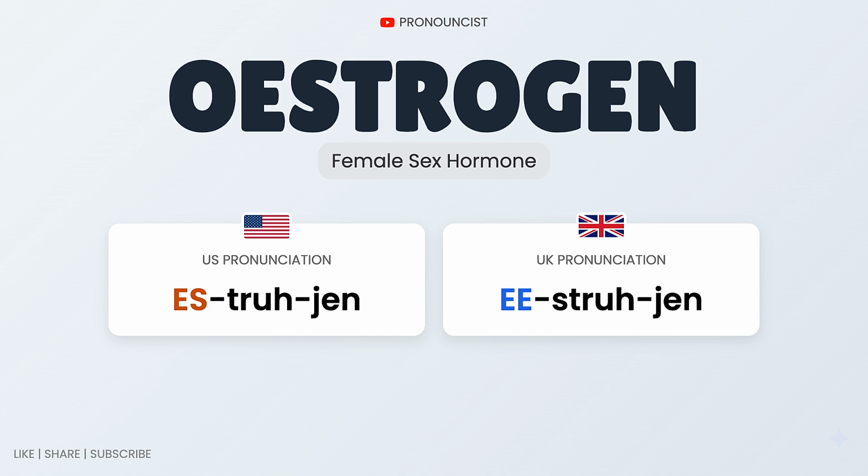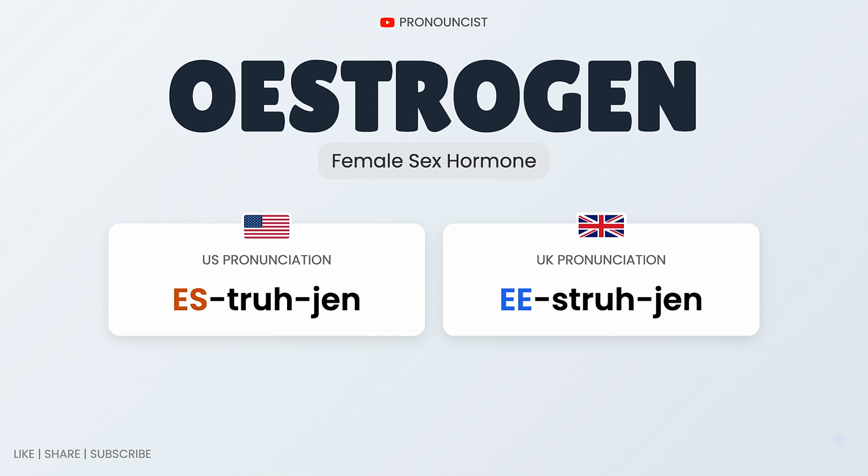Now, let's focus on British pronunciation of this word. Oestrogen. Now, read the syllables of British pronunciation shown on the screen naturally. E, str, gen, oestrogen. E, str, gen, oestrogen.